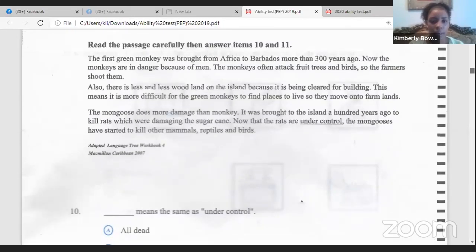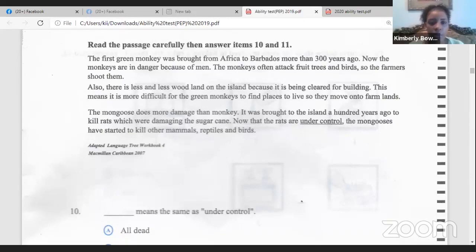So we're given the passage, and the students who would have been a part of all of our sessions, or particularly the first 3 to 4 sessions, would have done this question. So let's look at the passage in more detail.